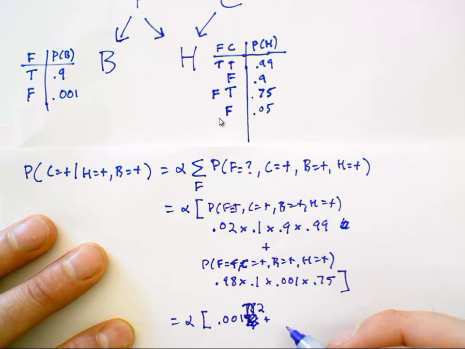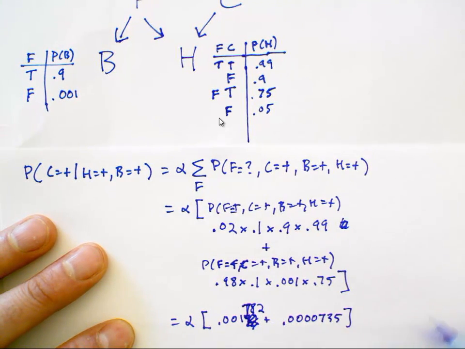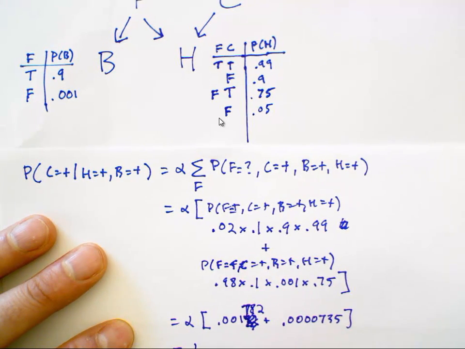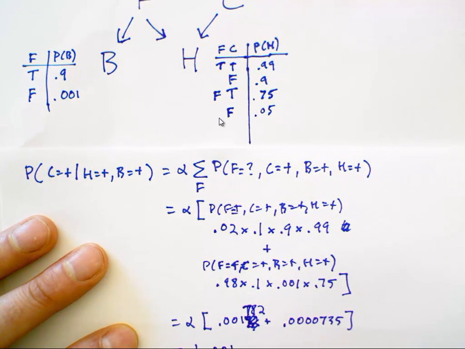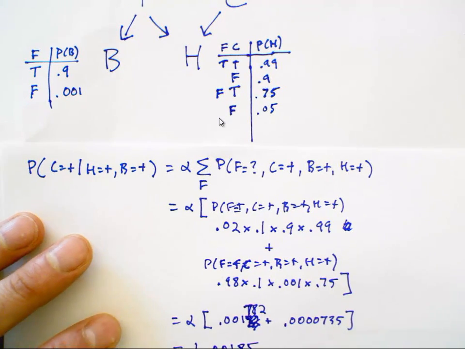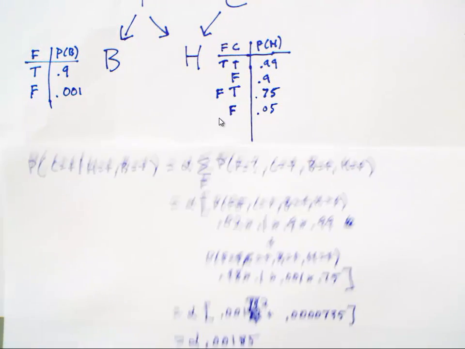What's the next one? 0.0000735. Okay, what happens when we add these together? That sums to 0.00185. Okay, great. All right, we're making progress here.